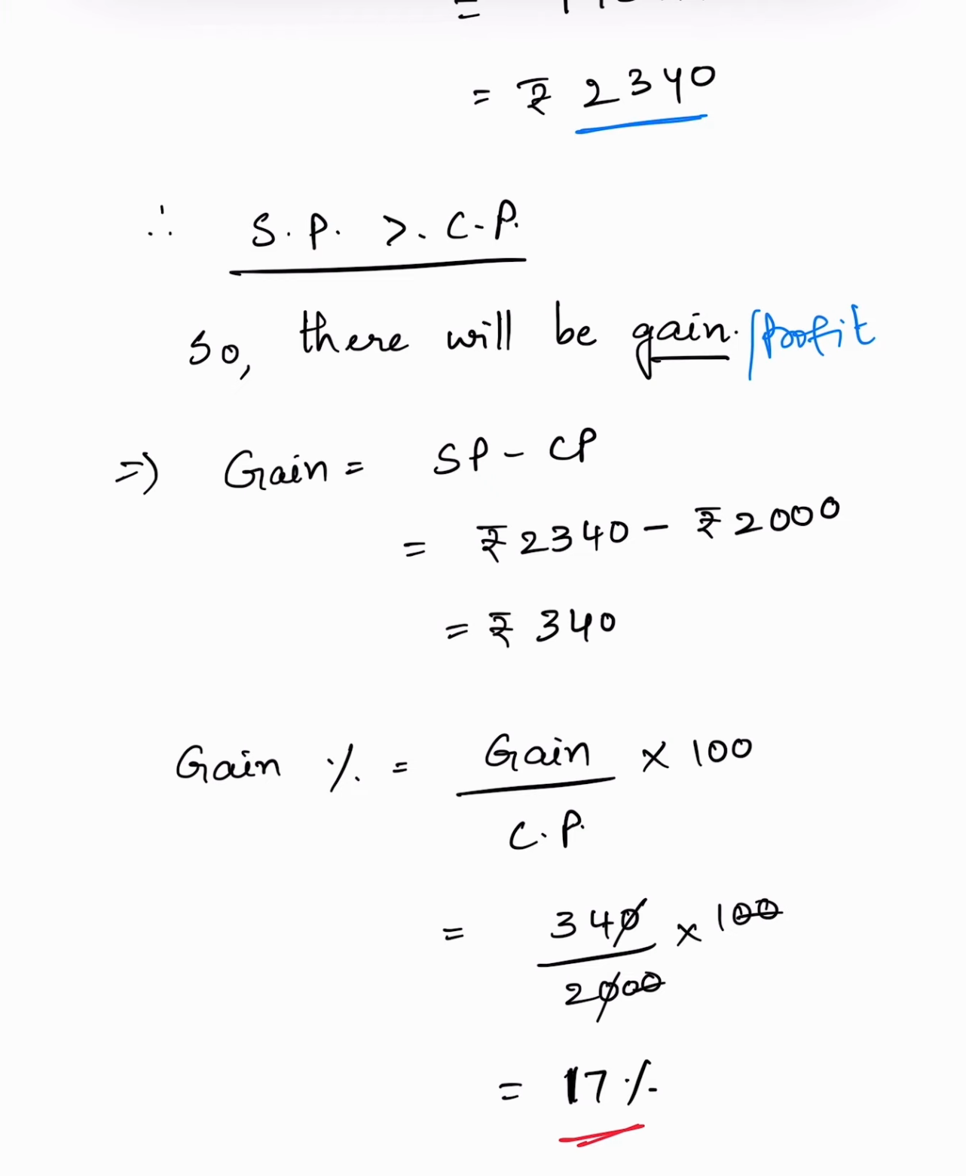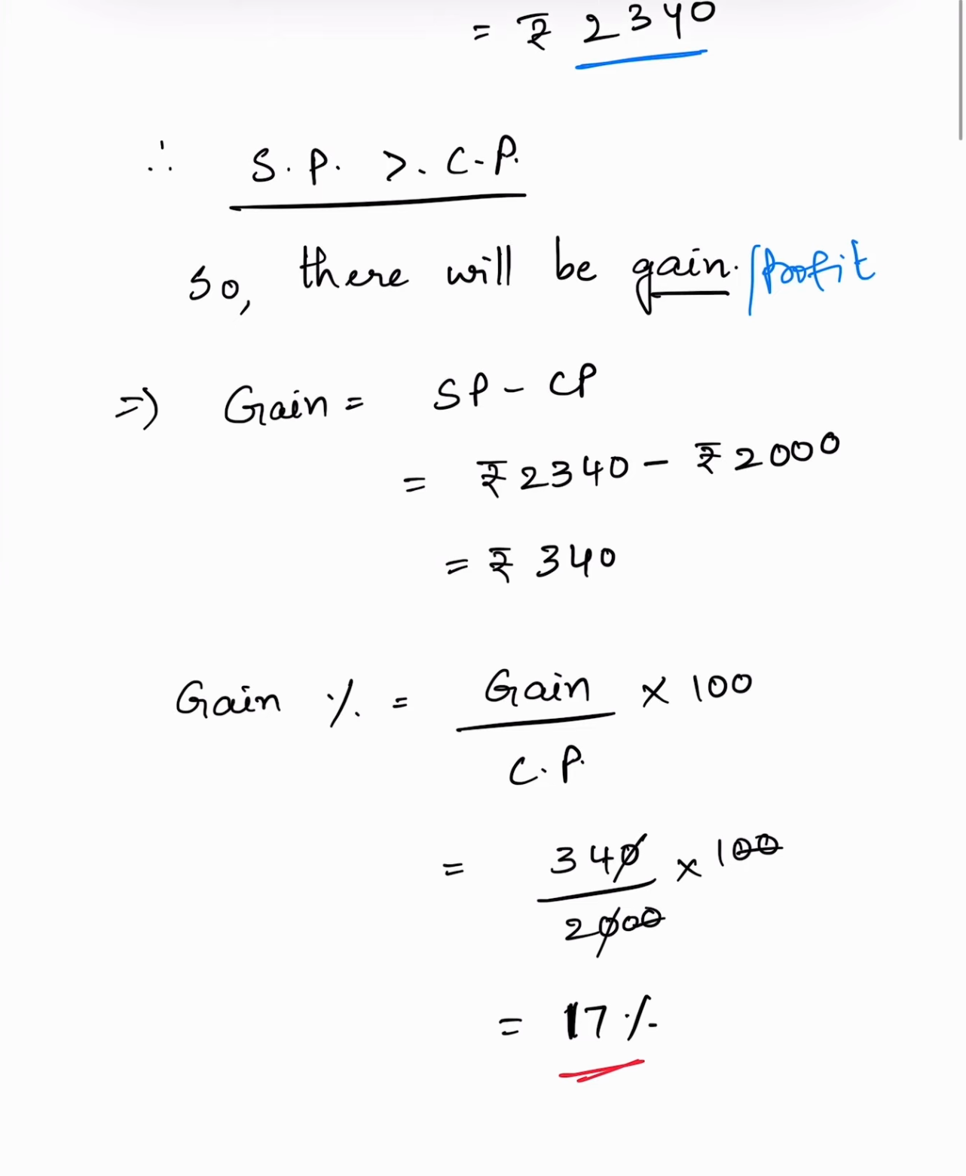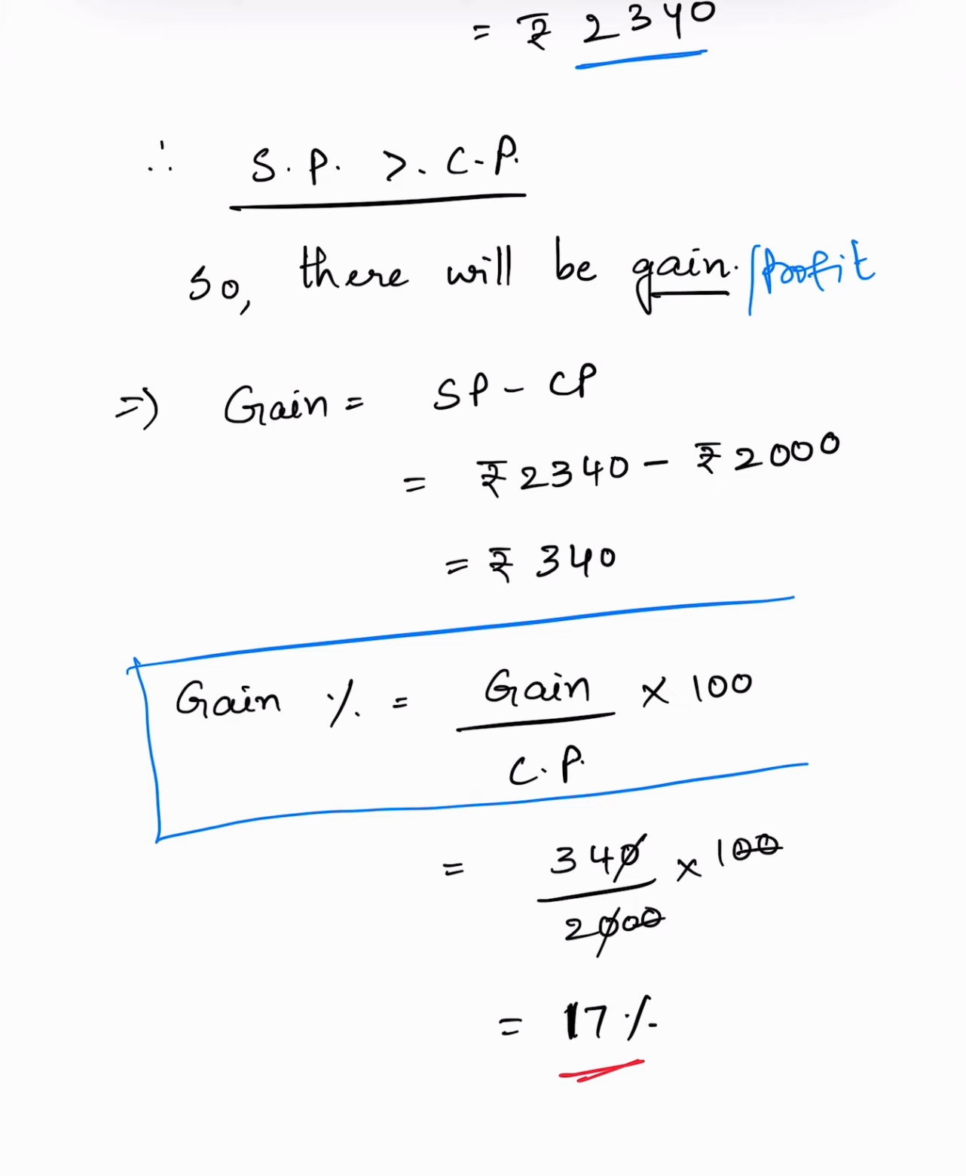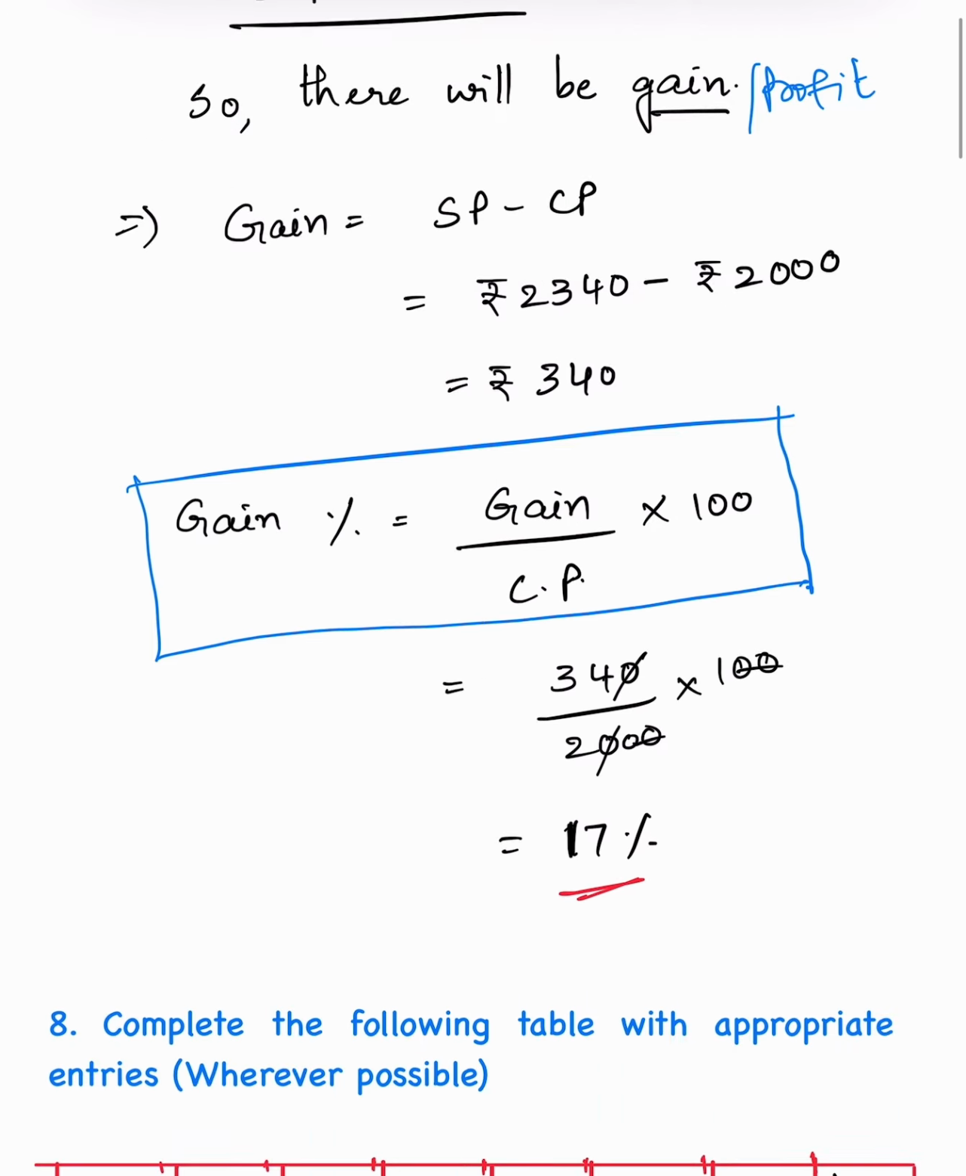So what is the gain percentage? We have a formula here. Because profit or loss are always calculated on cost price, gain percentage equals gain by cost price into 100. So here the gain is rupees 340 and the cost price is rupees 2000. So 340 by 2000 into 100, that is 17% is the gain percentage here.